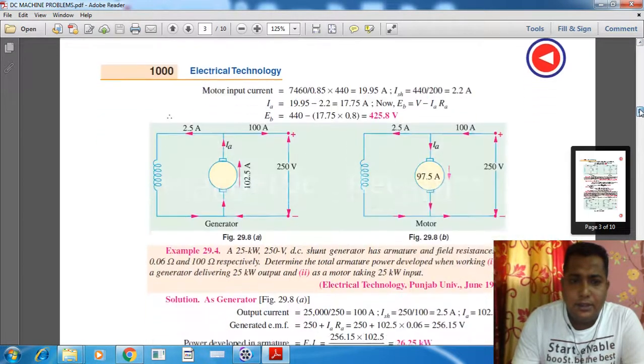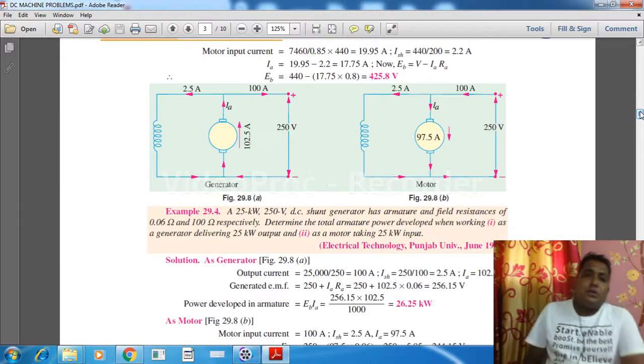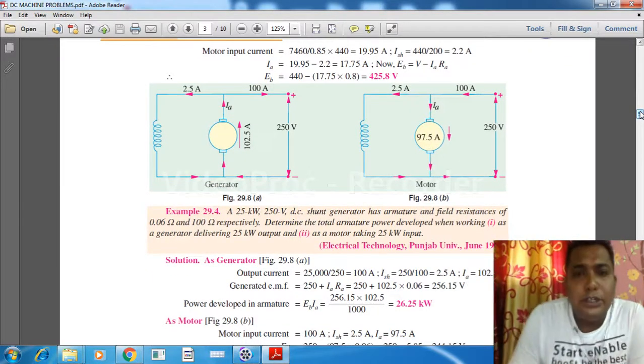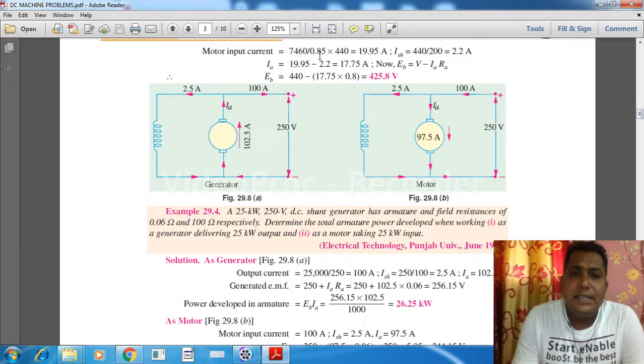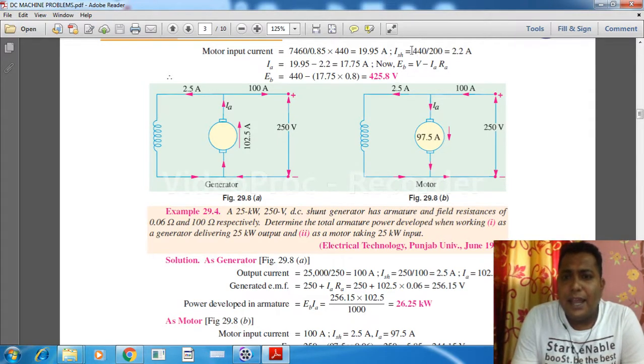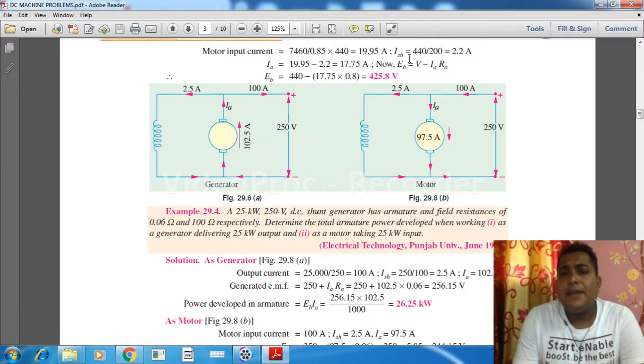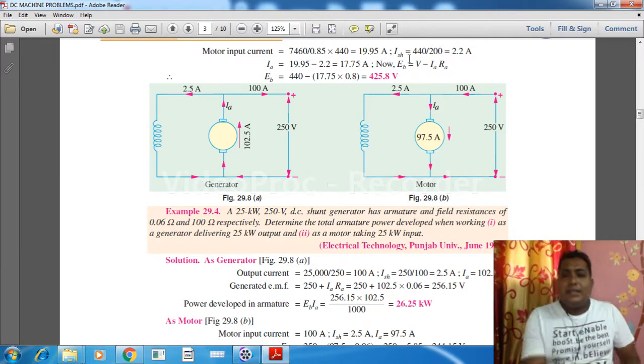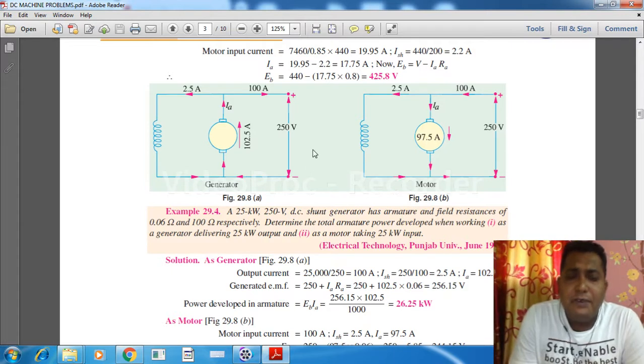Where we are, yes, this is the portion. The motor input current is the output power by the efficiency into 440. So that will give us the input current, yes. And this is the field current. How are we finding this field current? As you can see, this field winding is parallel to this terminal.